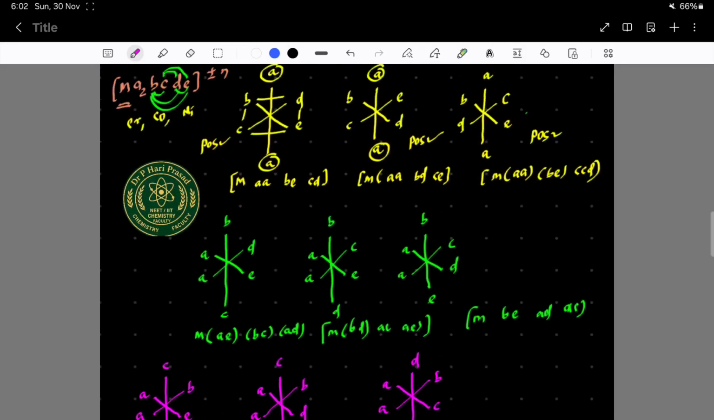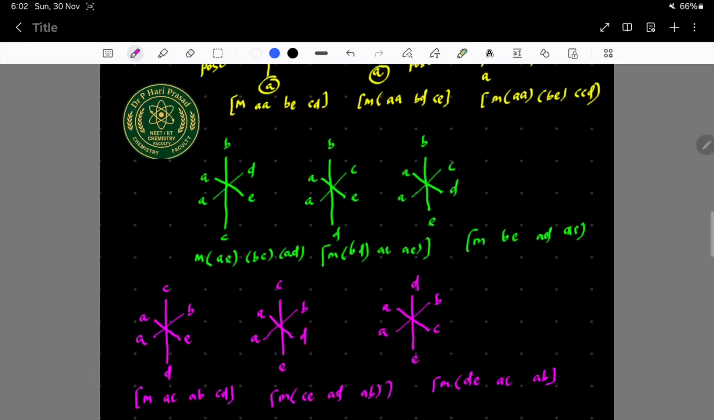From that, student, the possible number of geometrical isomers here is 3, and the possible number of geometrical isomers here is 6. Now the total number of geometrical isomers is 9. Now look here, student: there is no plane of symmetry here. Plane of symmetry is absent. Here also plane of symmetry is absent, here also, here also, here also, and here also it is absent.